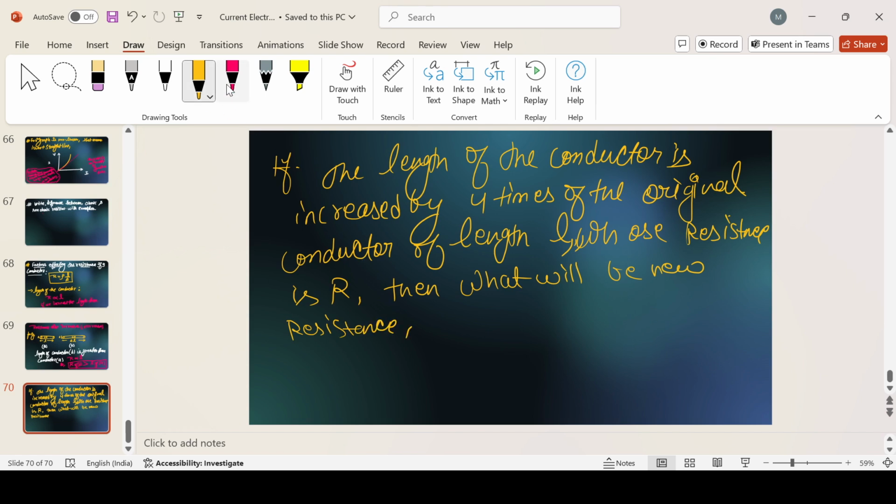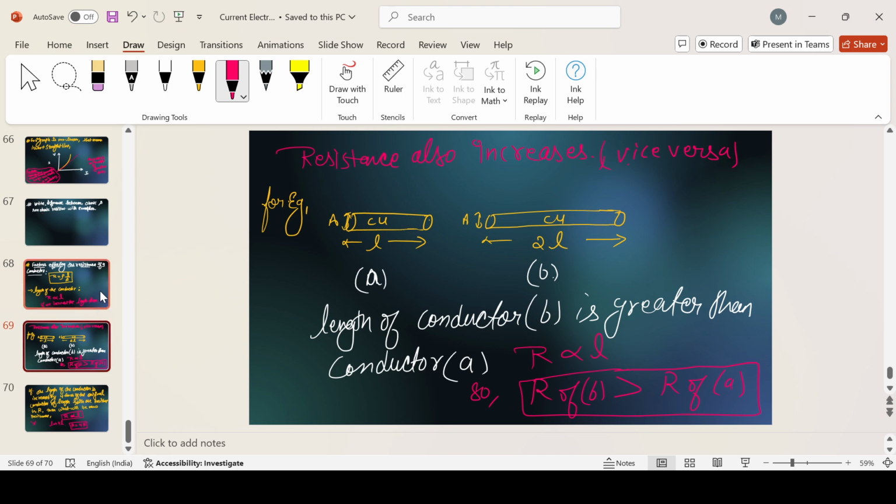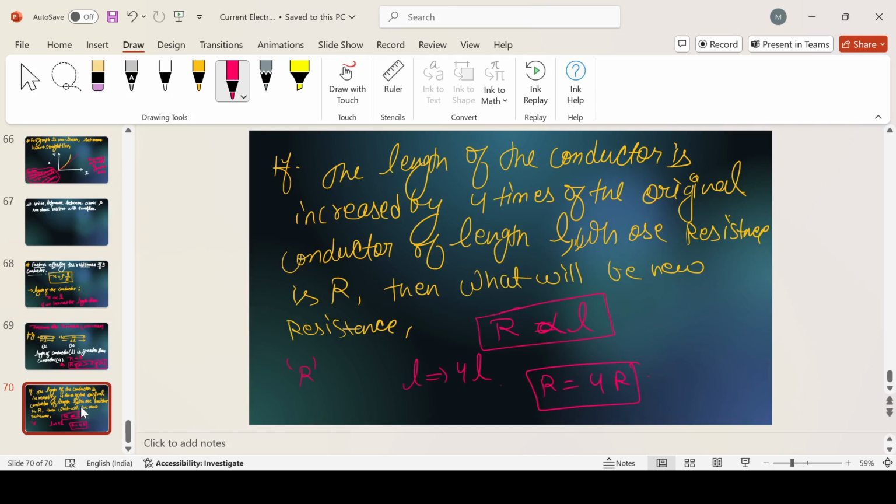I made it up on my own right now, but only this type of question. So the previous conductor has resistance R for length L. Any doubt? No, sir. 4R. Right, so R is proportional to L. For length L of the conductor it is R. Now if the length is changed to 4L, the resistance will become 4R, because they are proportional to each other. Got it everyone? Yes, sir.